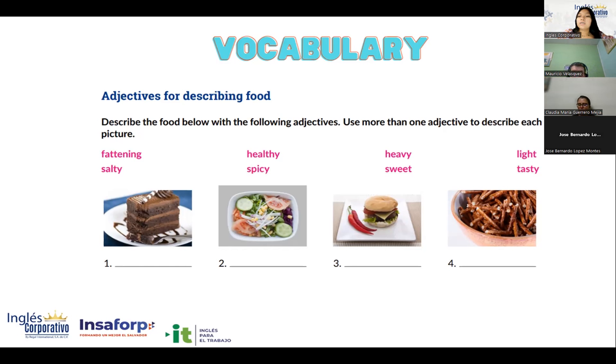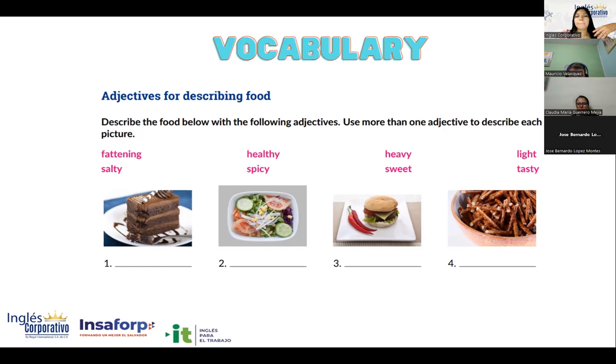Tasty? Tasty means sabroso, delicioso. When you say, oh, this hamburger is tasty, you are saying that the hamburger is delicious without saying delicious. You can say tasty.